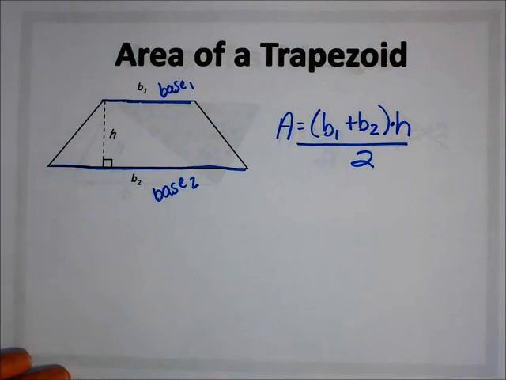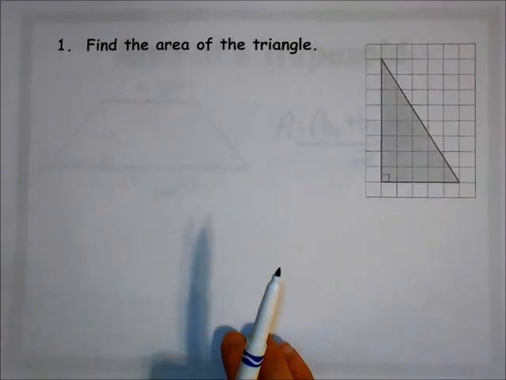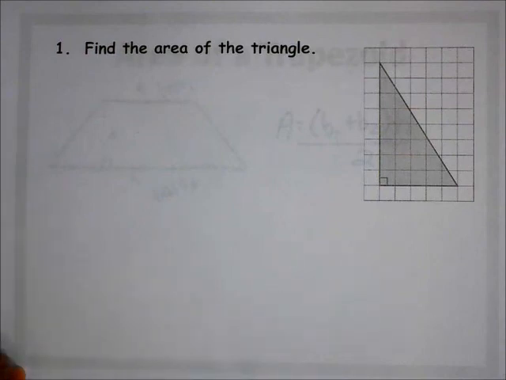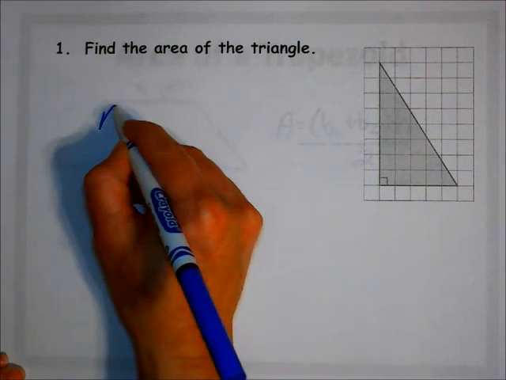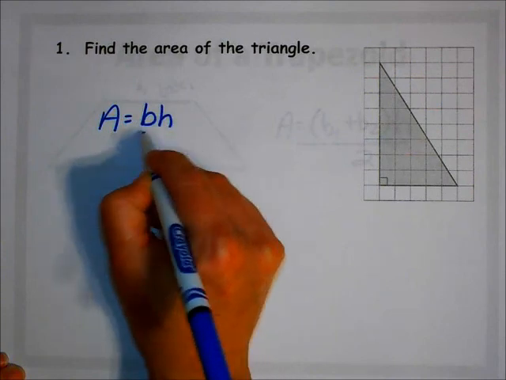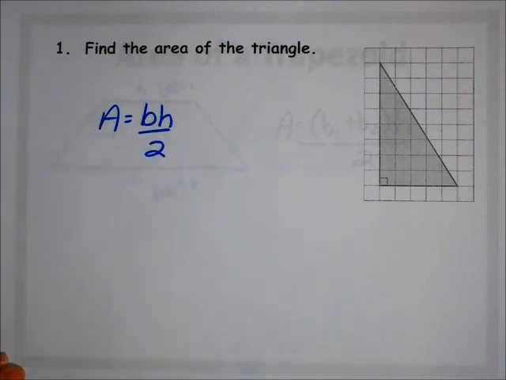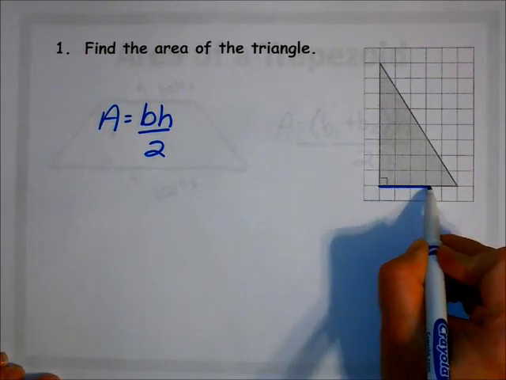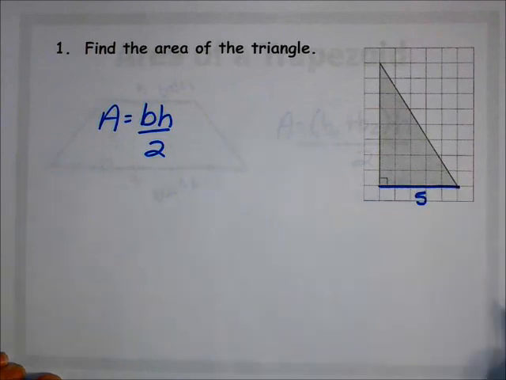So let's practice. Number 1 says find the area of the triangle. First thing I need to do is write down my formula for area of a triangle. My formula chart tells me the formula is area equals base times height divided by 2. My base is going across the bottom. So my base is 1, 2, 3, 4, 5 units long.